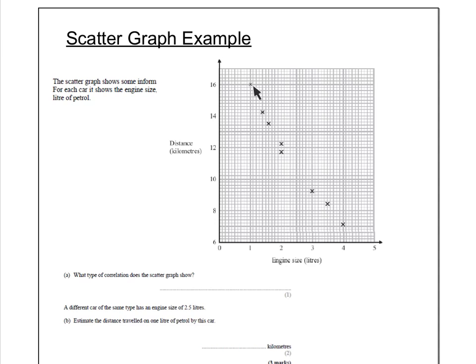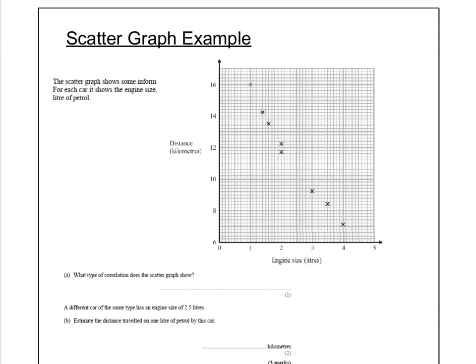So for example, this one here is a car with an engine size of 1 litre, and on 1 litre of petrol it travels 16 kilometres. And let me just choose another one. You can see this one here is a 4 litre engine, and on 1 litre of petrol it travels just over 7 kilometres. Okay, so let's work through.